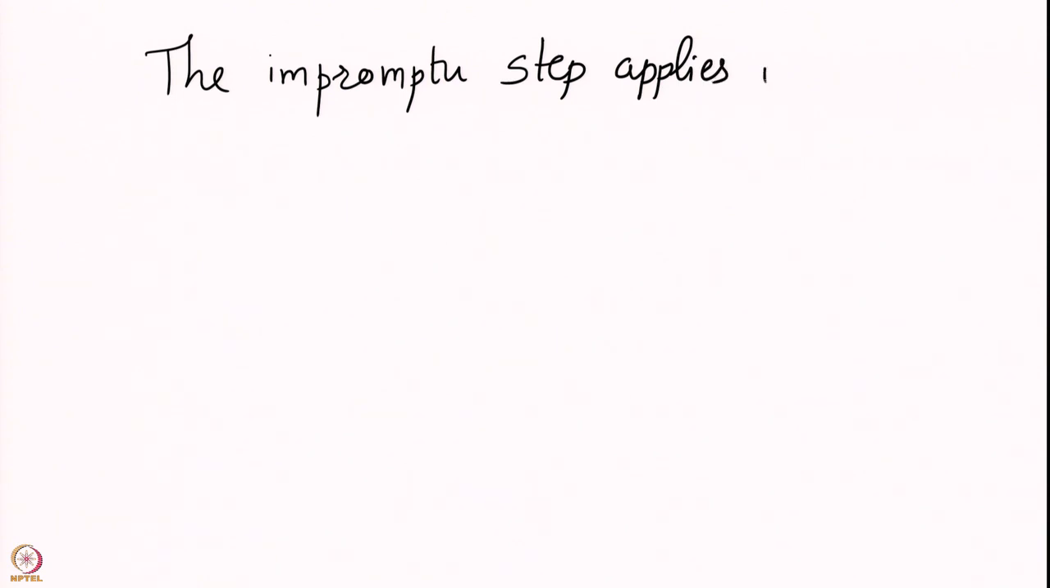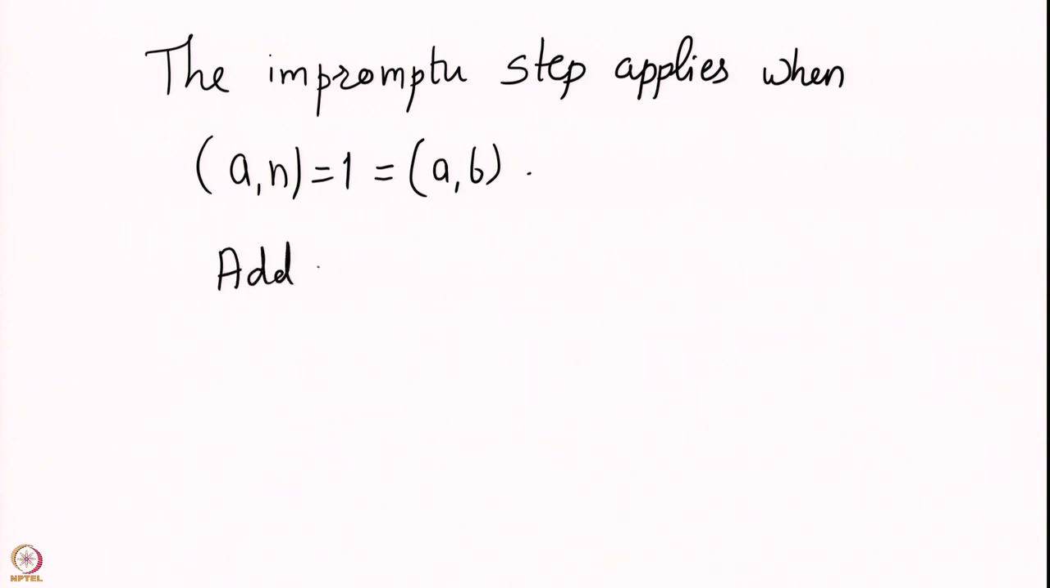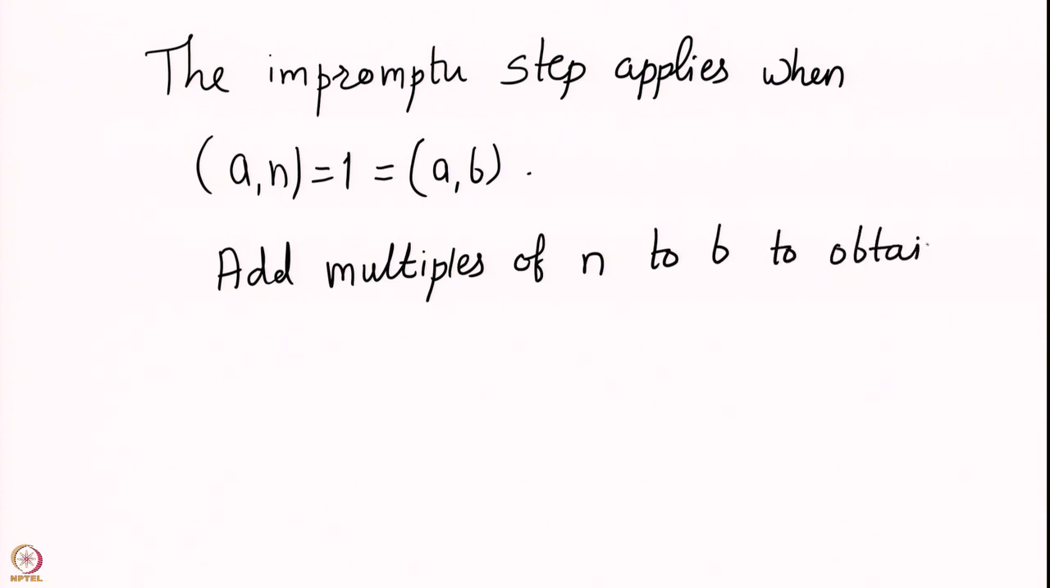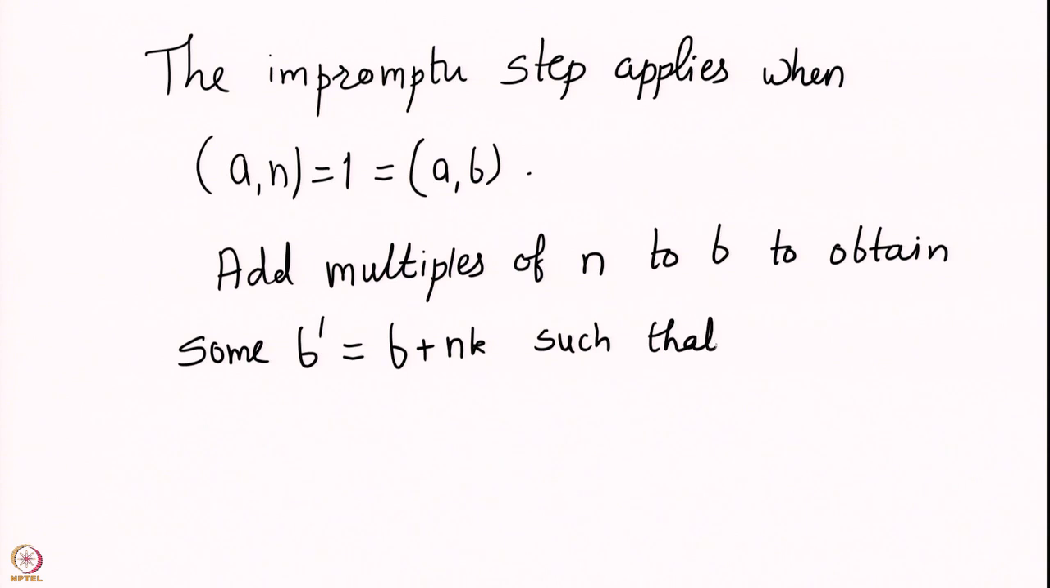So, the impromptu step applies when the GCD of A comma n is 1 and the GCD of A comma B is 1, and the step is to add multiples of n to B to obtain some B prime, which is B plus n into k, such that the GCD of A and B prime is now bigger than 1.